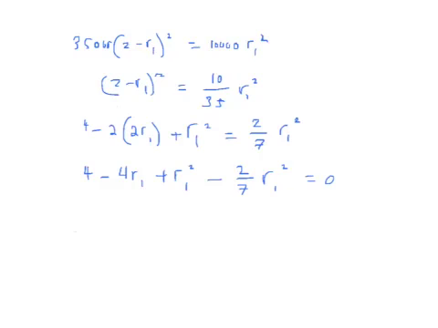And now I'm going to put all the r1 squared terms first, and then the r1s alone, and then the last thing, 4. So I have r1 squared minus 2/7 r1 squared. So 1 minus 2/7 is 5/7 r1 squared. And then I'm subtracting 4 r1, and then plus 4 equals 0.